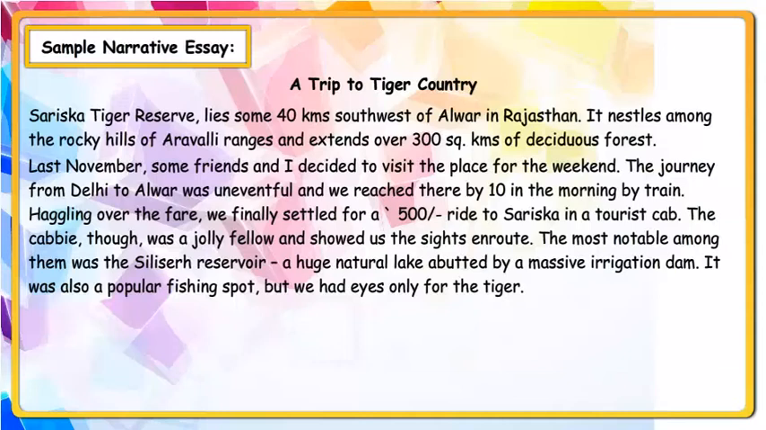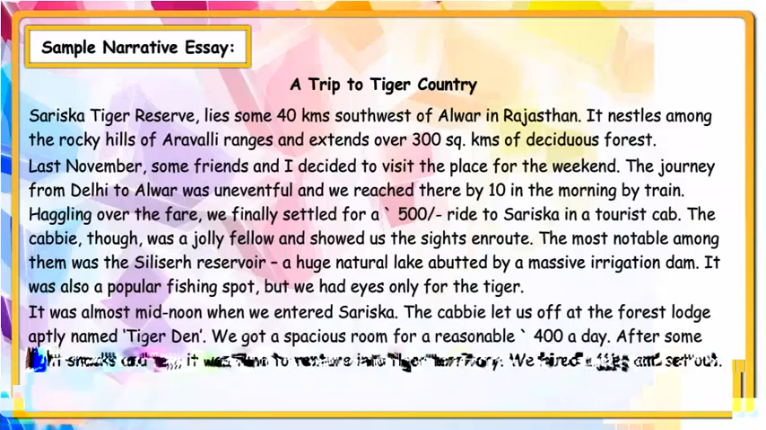The journey from Delhi to Alwar was uneventful and we reached there by 10 in the morning by train. Haggling over the fare, we finally settled for a 500 rupees ride to Sariska in a tourist cab. The cabby, though, was a jolly fellow and showed us the sights en route. The most notable among them was the Silisar Reservoir, a huge natural lake abutted by a massive irrigation dam. It was also a popular fishing spot, but we had eyes only for the tiger.